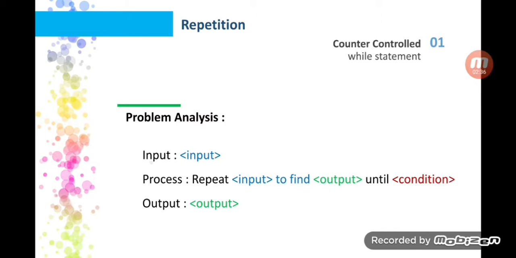For the input, we need to determine what kind of input is in that problem. Then for the output, what output we need to display in that problem. And then the process. Since this is a repetition, we need to put the word repeat first. Repeat: what is our input to find the output, until what is our condition. This is the general form of the statement for process.